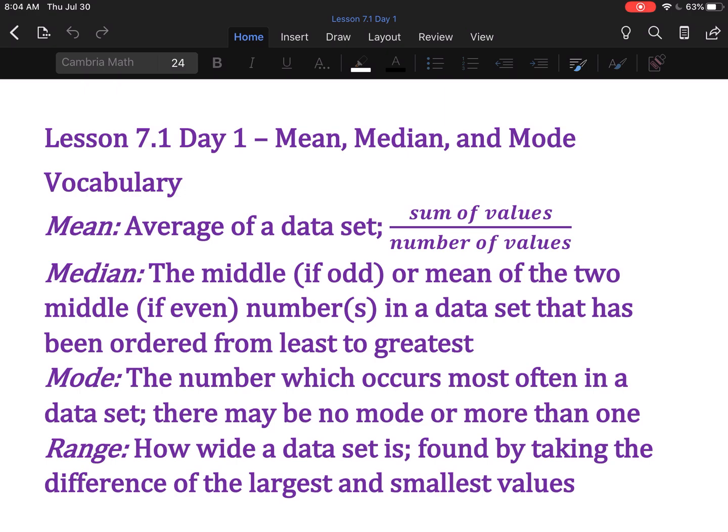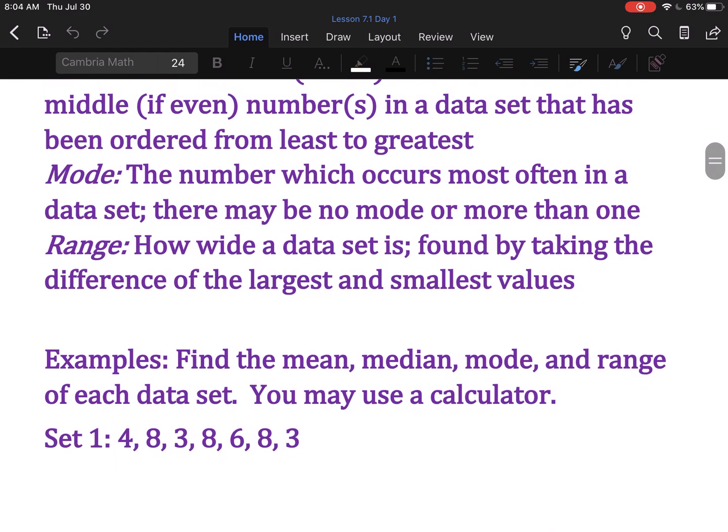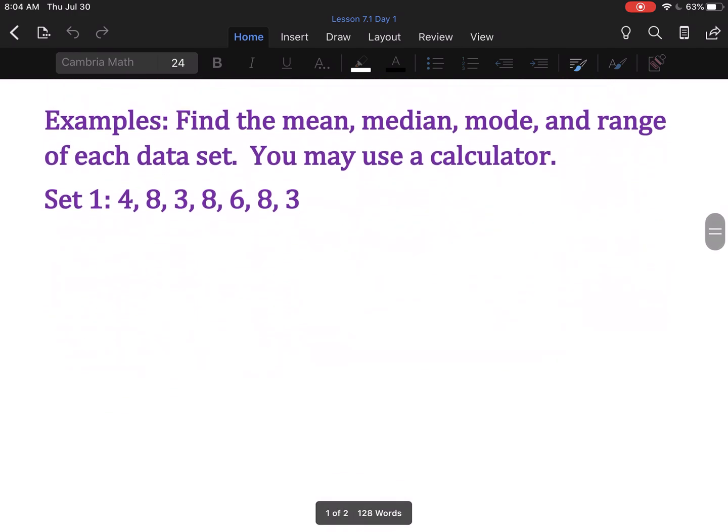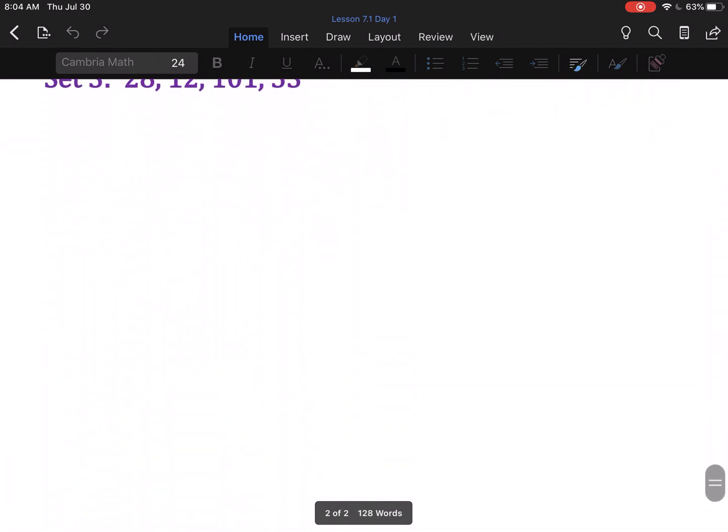Mode is the number that occurs most often. Could be no mode if nothing repeats, or more than one mode if some numbers repeat the same number of times. And range is the width of a data set. You find that by subtracting the smallest number from the biggest. So we're going to find the mean, median, mode, and range of each data set. And I'm going to have 3, I believe. Yes.